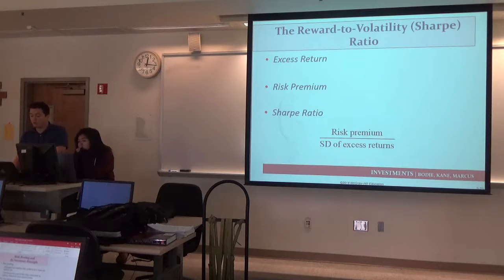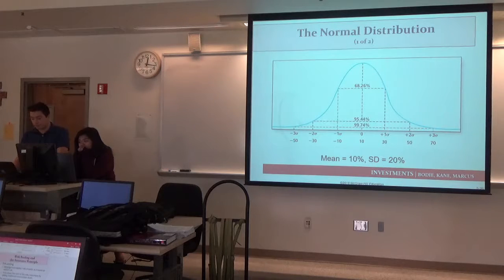So the reward to volatility, the Sharpe ratio. On the Sharpe ratio, we use it for investing. Excess return is basically the difference in any particular period between the actual rate of return on a risky asset and the actual risk-free rate. Risk premium is the difference between the expected HPR on a risky asset and the risk-free rate. It's the normal distribution. Everybody knows what that is.